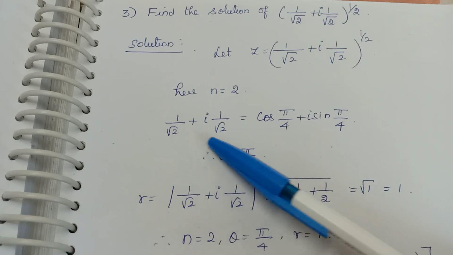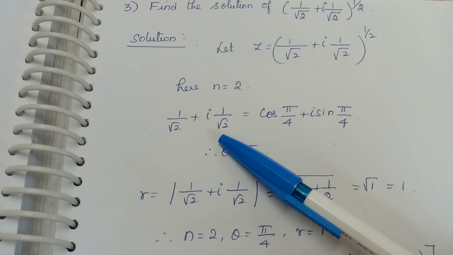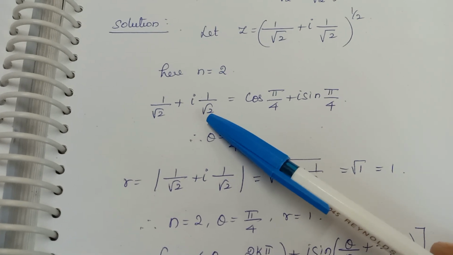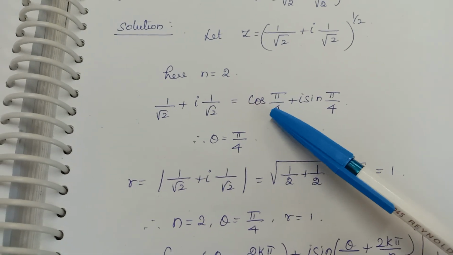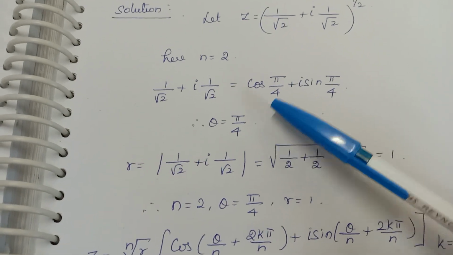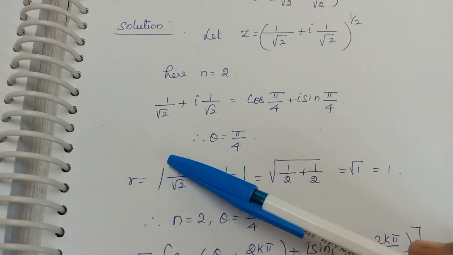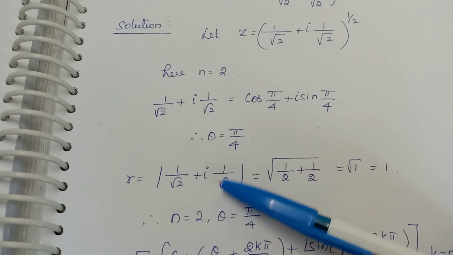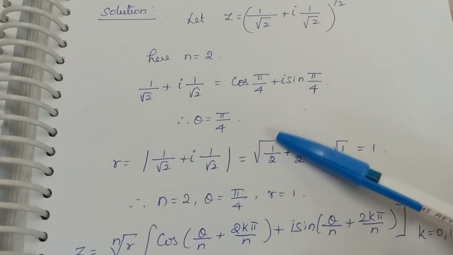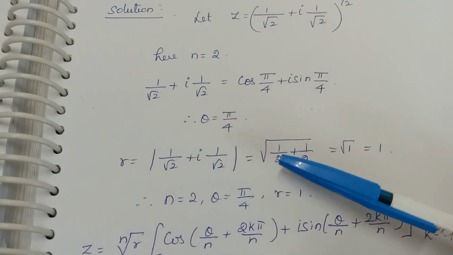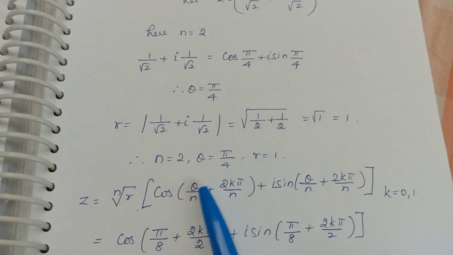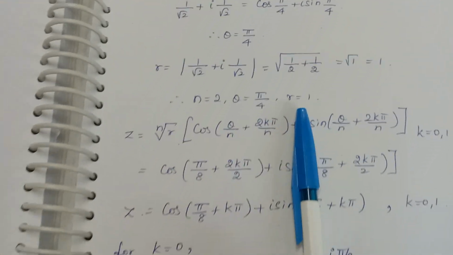Next, let us write this complex number with cos theta, i sin theta. See, here also plus 1 by root 2, here also plus 1 by root 2. That means what? 45 degree, pi by 4. So cos pi by 4 plus i sin pi by 4. So theta equal to pi by 4. Next let's find modulus r equal to modulus of 1 by root 2 plus i 1 by root 2. What is modulus? Square root of real part square plus imaginary part square. So 1 by 2 plus 1 by 2 is what? 1. So modulus equal to 1. So n equal to 2, theta equal to pi by 4 and r equal to 1.